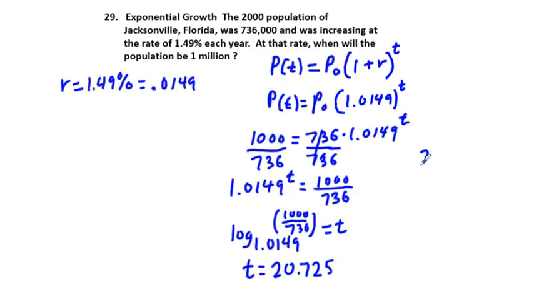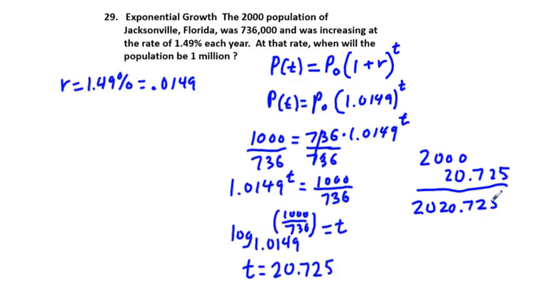And to find our year, now this is the amount of time, we're going to have the year 2000 plus this value, 20.725. And when we add these together, we get 2020.725. So that will be the year. So when will the population be 1 million? Well, it's going to be just before the year 2021. So we'll say by the year 2021.